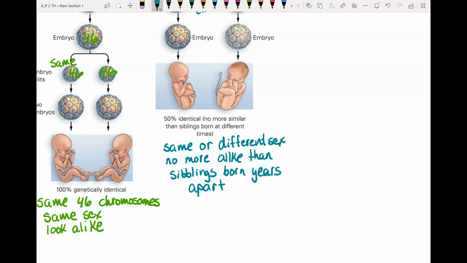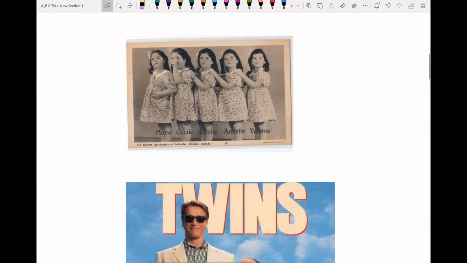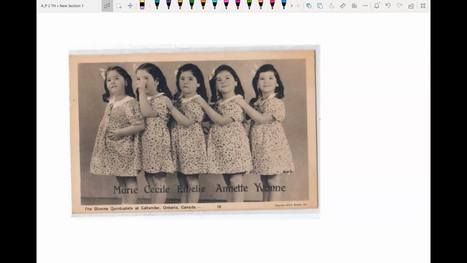And then there are exceptions. So for example, with the monozygotic twins, the identical twins, it doesn't have to stop at two. That embryo can keep splitting over and over. You can get triplets, quadruplets, you can even get quintuplets. This picture is a set of 5 identical girls who were born in Canada in 1934. There was no fertility treatment, nothing going on. Just that embryo kept splitting, and you ended up with 5 babies, all with the exact same genes.